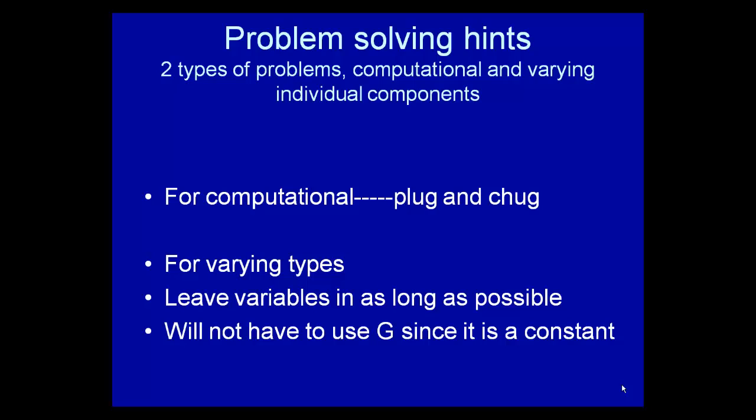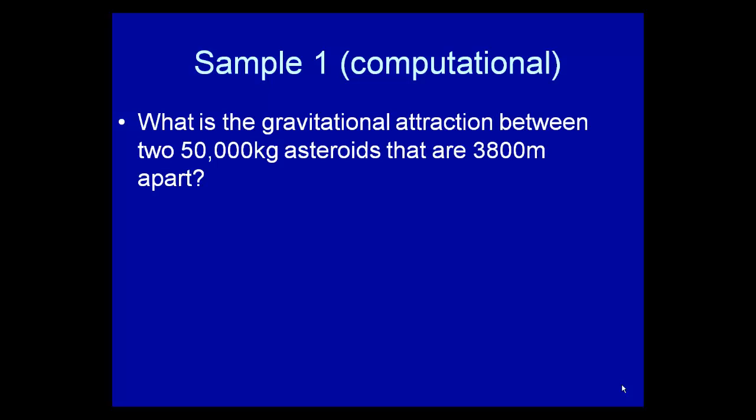Number one, computational. Computational are strictly plug and chug. You just grab the formula, you put in everything, you get an answer. But the one thing they really like are varying the individual components. Now, the key thing with it is you want to leave the variables in as long as possible. And almost always in that, you're not going to have to use g, because g is a constant on any two objects anywhere. So let's look at a computational one.